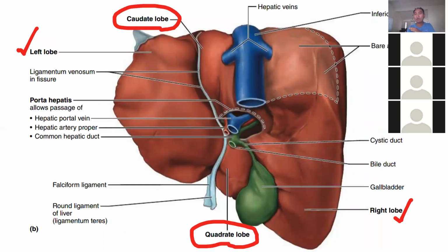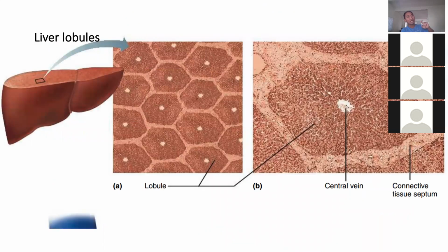So I am going to make a slide, make a cut in the liver, prepare it, and look under the microscope. And that is what I am going to see. So if we make a cut in the liver and look under the microscope, you can see this hexagonal shape, multiple hexagonal shapes. This is what we call the lobules of the liver.